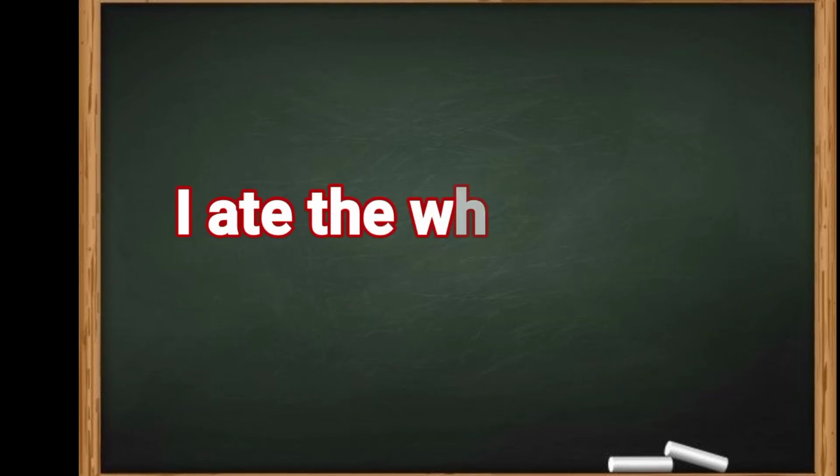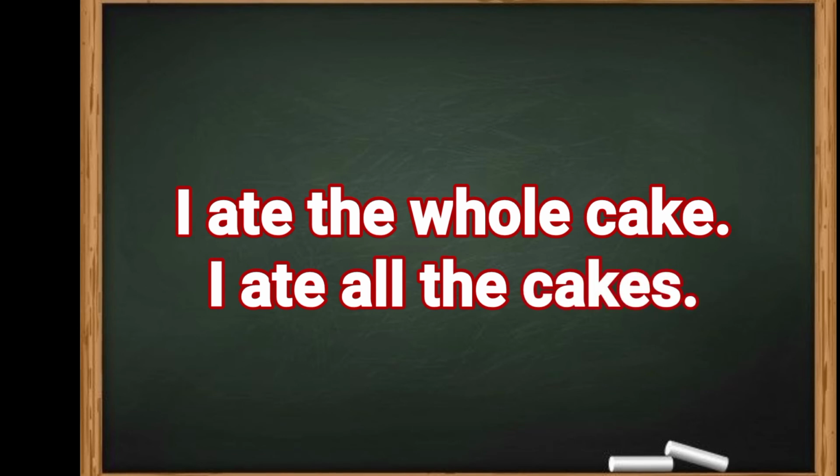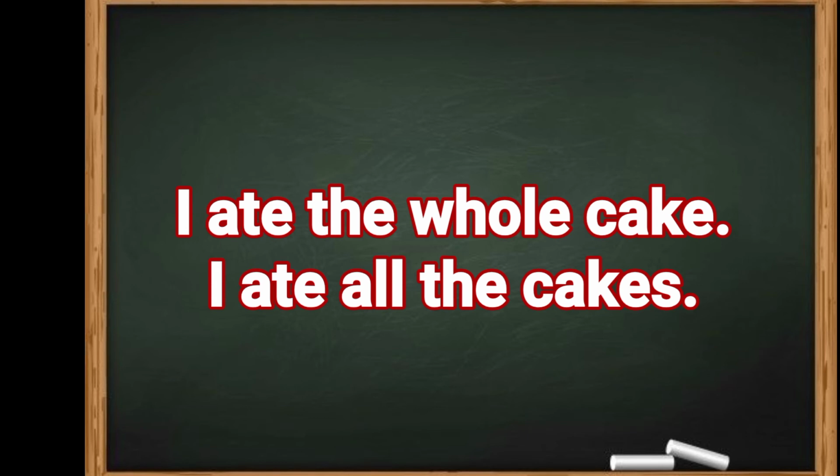Another, we have whole and all. Let's take a look at these examples. I ate the whole cake. I ate all the cakes. All and whole are both quantifiers, and as such they are a form of determiner which express totality or completeness. All can refer to singular or plural nouns, or pronouns, while whole is essentially used with nouns in the singular.